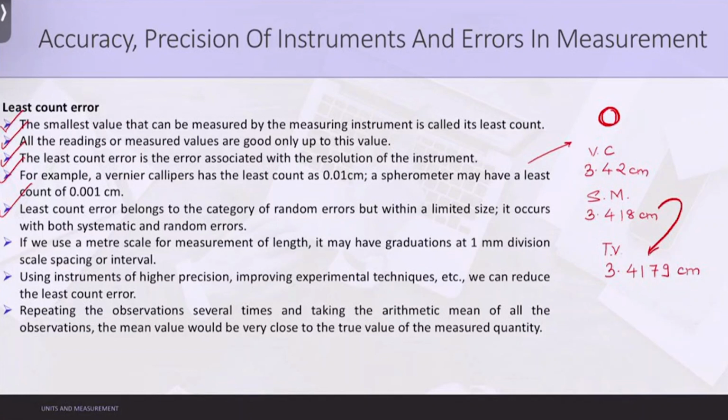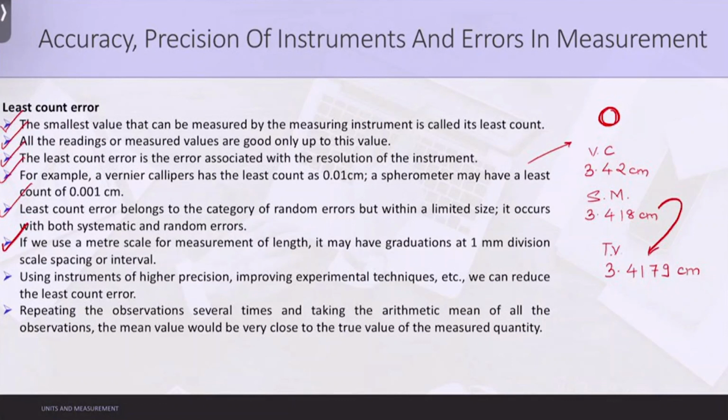Okay, so least count error belongs to the category of random errors but with a limited size. It occurs with both systematic and random errors. If you use a meter scale for measurement of length, it may have graduations at 1 millimeter division scale, spacing or interval. So you can also refer to this. Just look at the scale. You can find that the smallest value which you can measure using a meter scale is 1 mm. Hence, the least count of this meter scale is 1 mm.